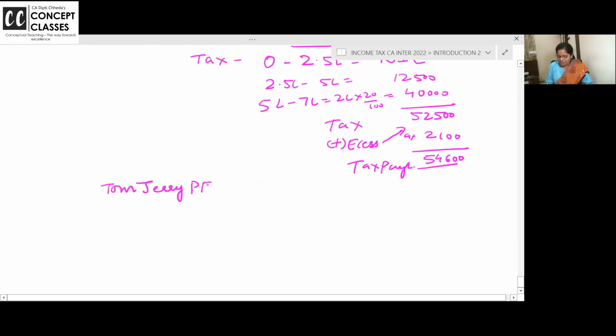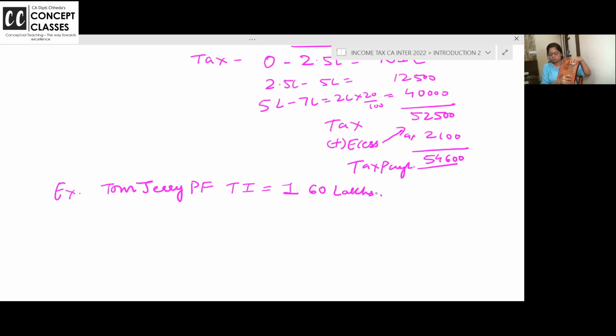Tom Jerry partnership firm. This is an example. Tom Jerry partnership firm is having total income 160 lakhs. 1 crore 60 lakhs. Calculate the tax. क्या पता करो आप लोग. Surcharge above 1 crore is 12%.